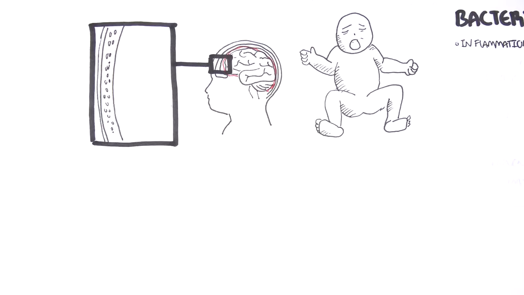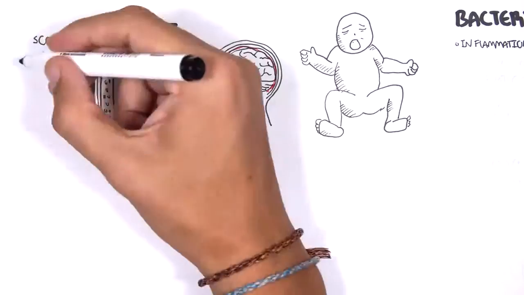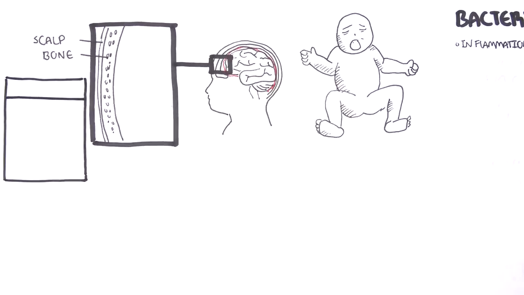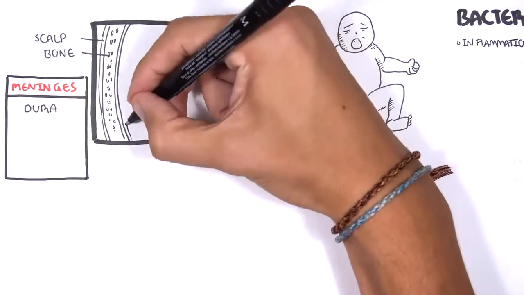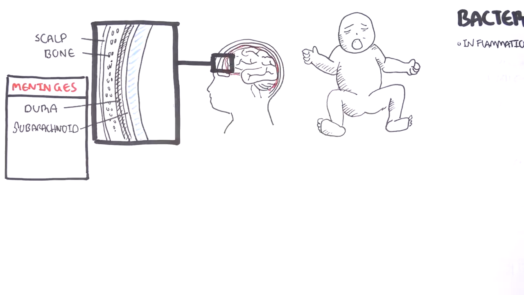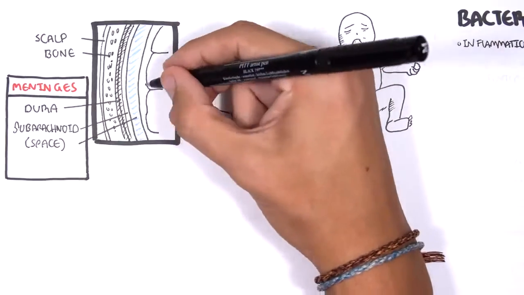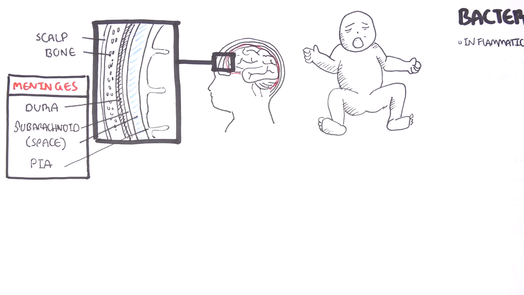So let us look at what actually surrounds the brain. From the outside, superficially, we have the scalp, which includes the skin and fat. Below the scalp we have the bone, the skull itself. Then we have the meningeal layers, which include the dura mater, the arachnoid membrane, the subarachnoid space, which contains the cerebrospinal fluid, and then we have the pia mater, before we actually have the brain tissue itself. In bacterial meningitis, the bacteria irritates the meninges, these layers, causing inflammation.